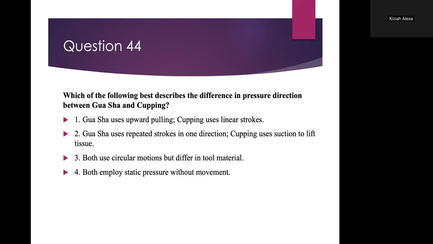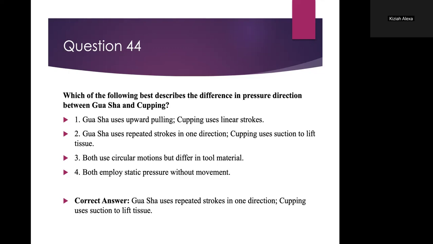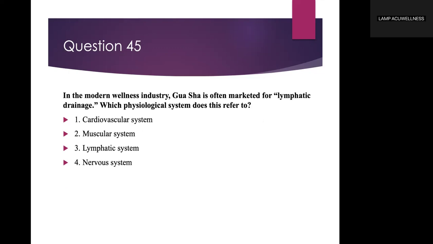Gua Sha uses repeated strokes in one direction. Cupping uses suction to lift tissue. Number two. In the modern wellness industry, Gua Sha is often marketed for lymphatic drainage. Which physiological system does this refer to? Lymphatic system.